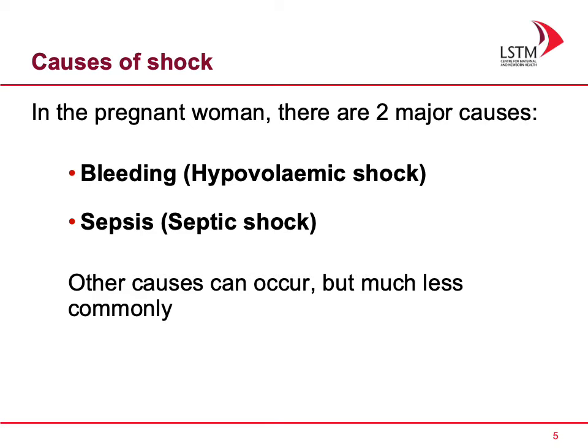In pregnant women, there are 2 major causes. Bleeding, which is a factor for hypovolemic shock, and sepsis, which, as we've heard, is a form of distributive shock. There are other causes which can occur in pregnant women, but much less commonly.